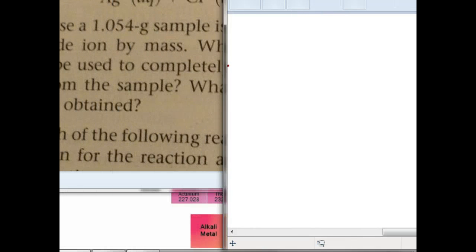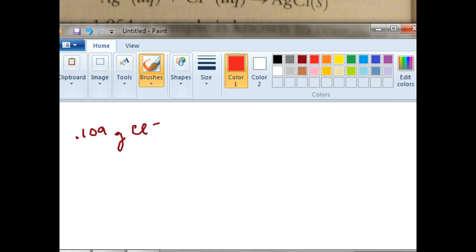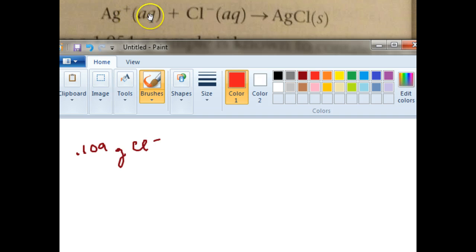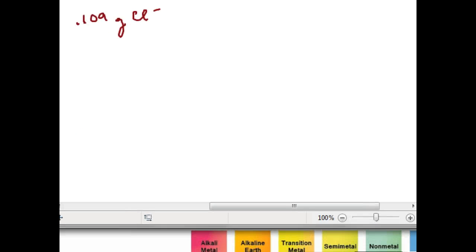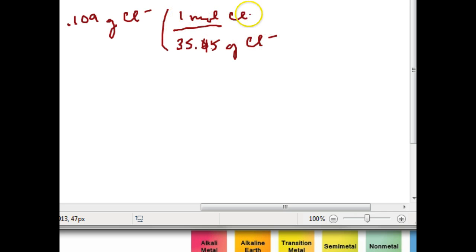So here we have, what did I say? I said 0.109, right? So we have 0.109 grams chloride ion. Now, we're going to use the chemical equation that they had there, the one that goes Ag plus Cl minus makes AgCl. We're going to use that chemical equation. So to use that chemical equation, I need to be speaking in moles. So there are 35.45 grams of chloride ion in 1 mole of chloride ion. Right? So far familiar, right?